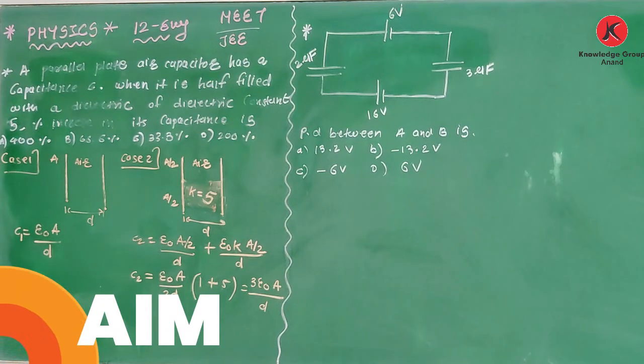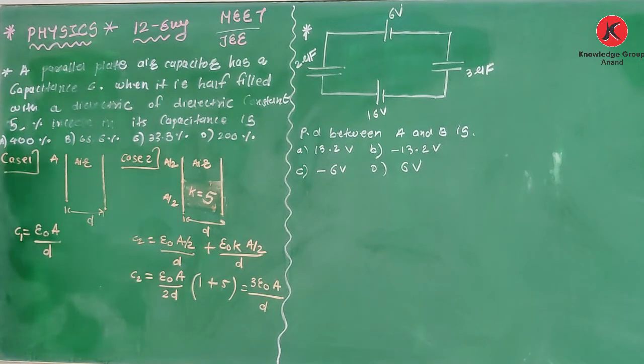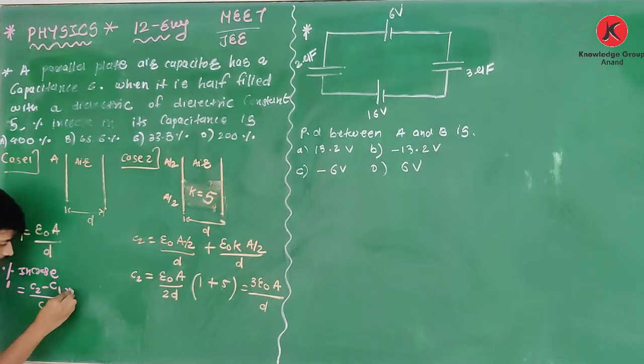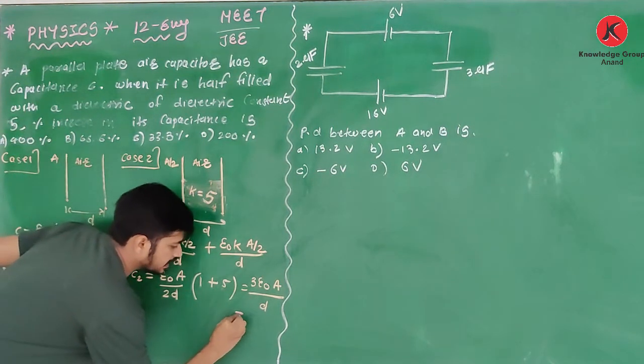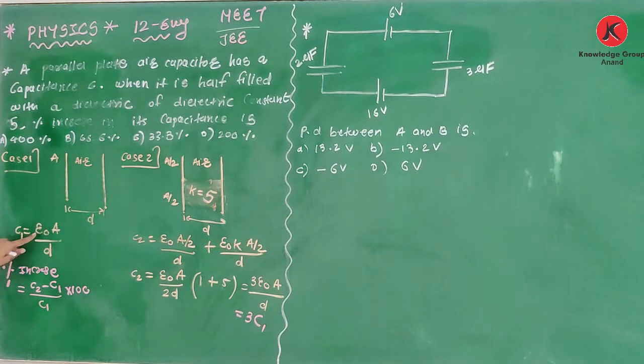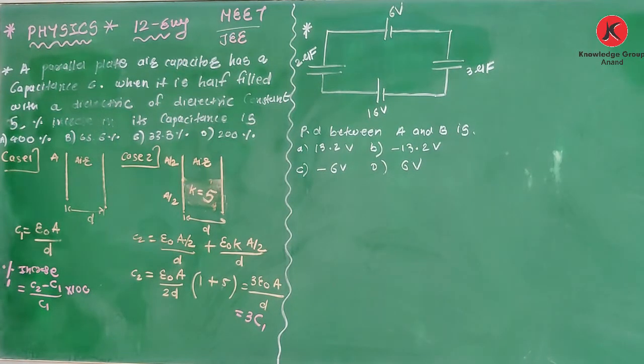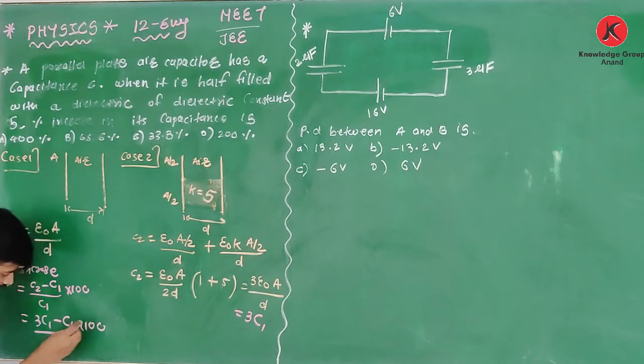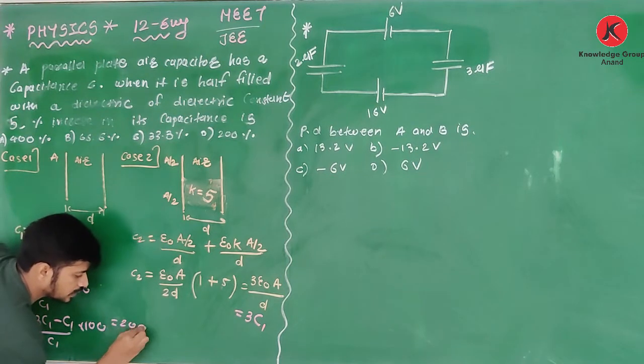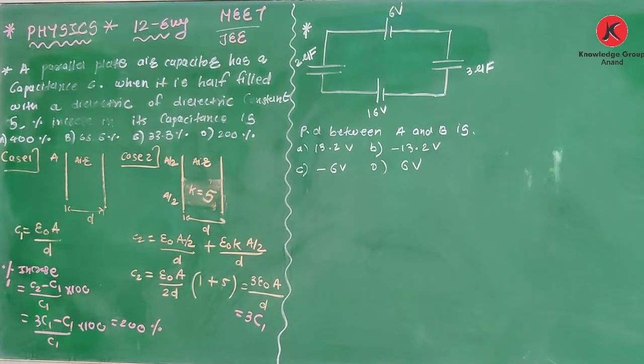Now you have to find the percentage increase. Percentage increase is equal to C2 minus C1 upon C1 into 100. I can write C2 as 3C1, since epsilon 0 A upon D is C1. So it is 3C1 minus C1 upon C1 into 100. 3C1 minus C1 is 2C1. 2C1 upon C1 is 2, into 100, which is 200 percent. Clear?